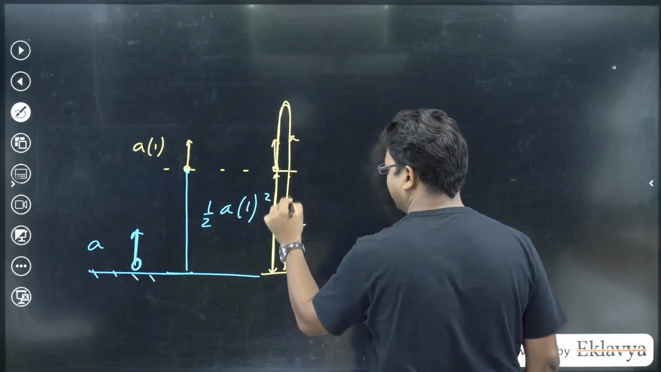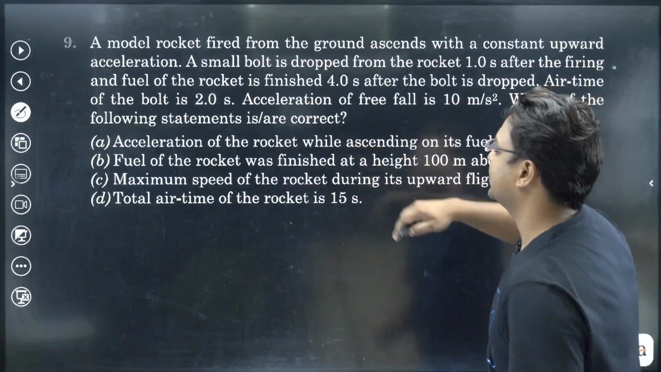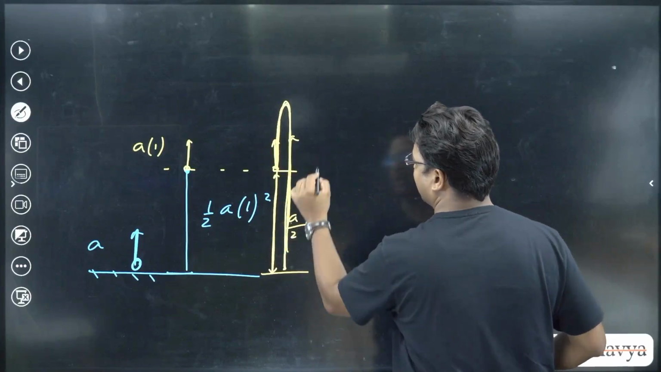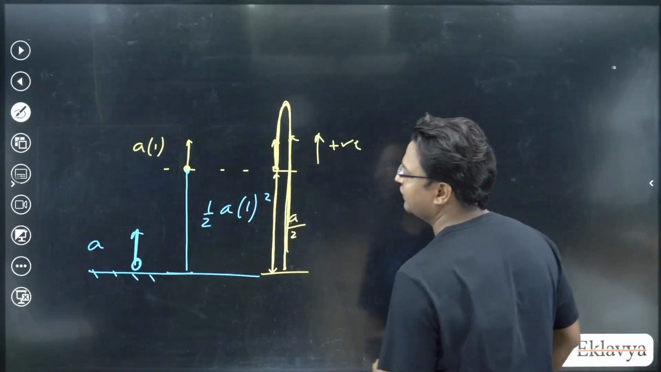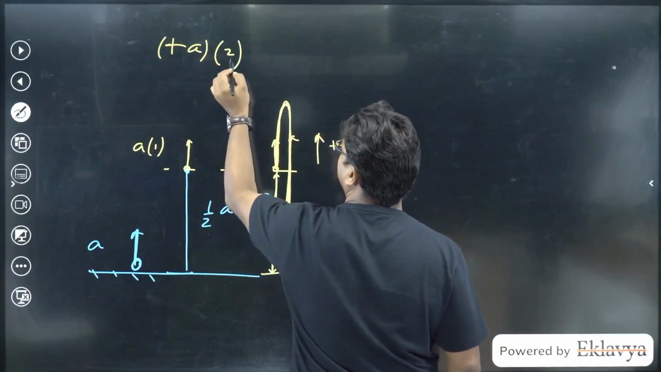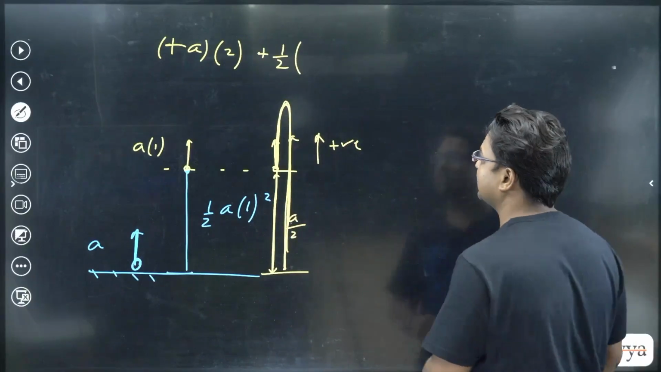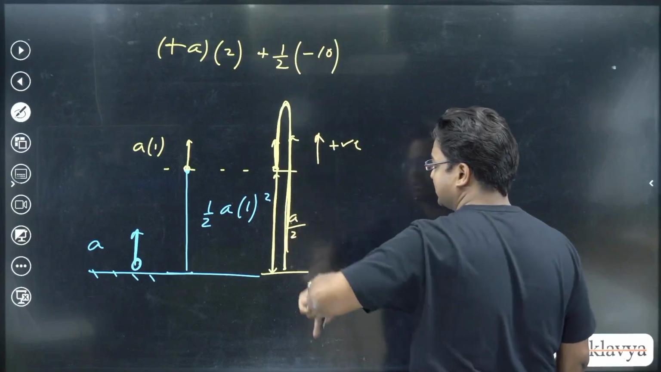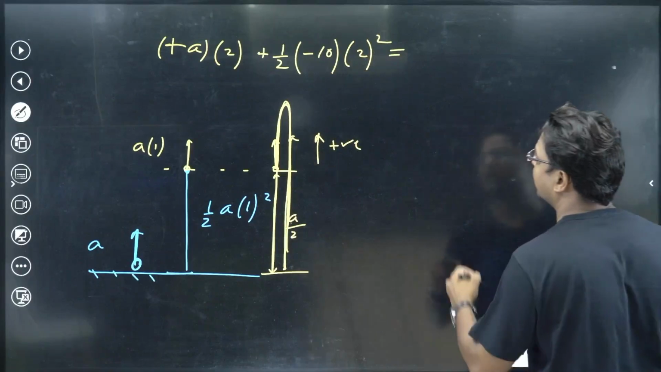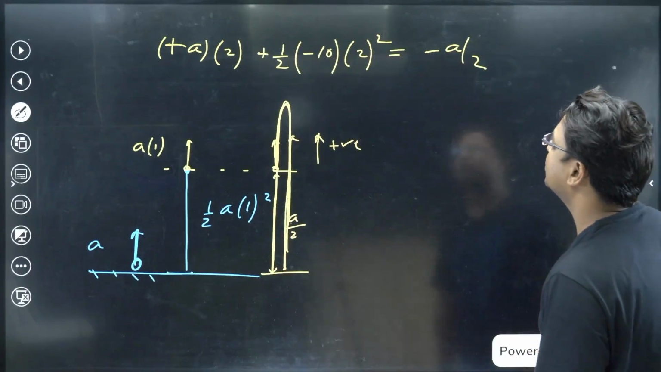So this entire journey is the airtime of the bolt, and this airtime of the bolt is given to be 2 seconds. So what equation can I frame for this journey? Considering upward as positive, I will write initial velocity as plus a. Time is given to us as 2 seconds, plus half. Acceleration is in the downward direction because it will fall with an acceleration of g, so minus 10, into 2 square, is equal to the displacement. The displacement is in the downward direction, so we will write it as minus a by 2. This length is a by 2, so displacement is minus a by 2. So we will solve this equation.